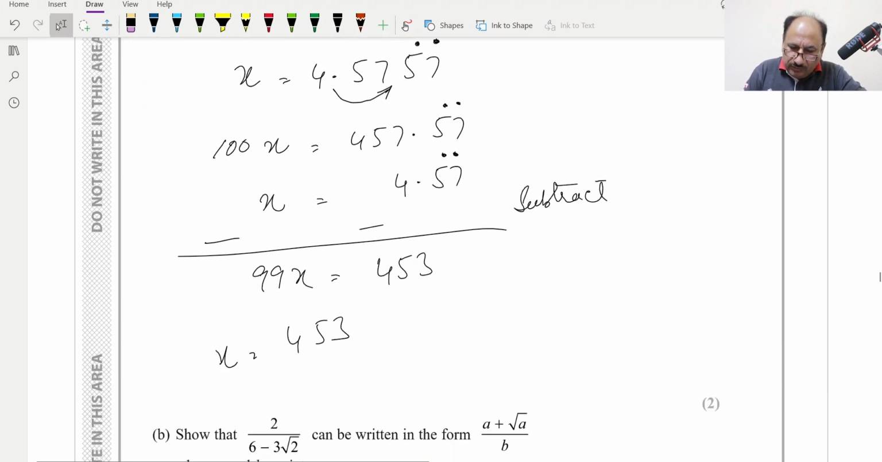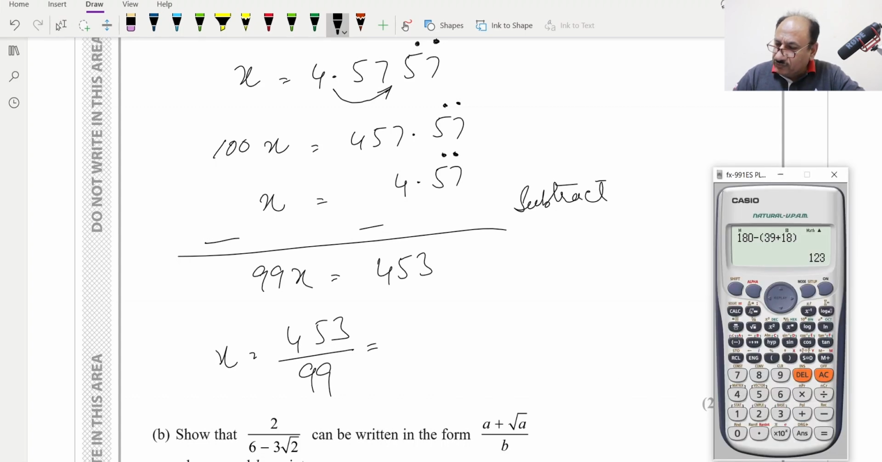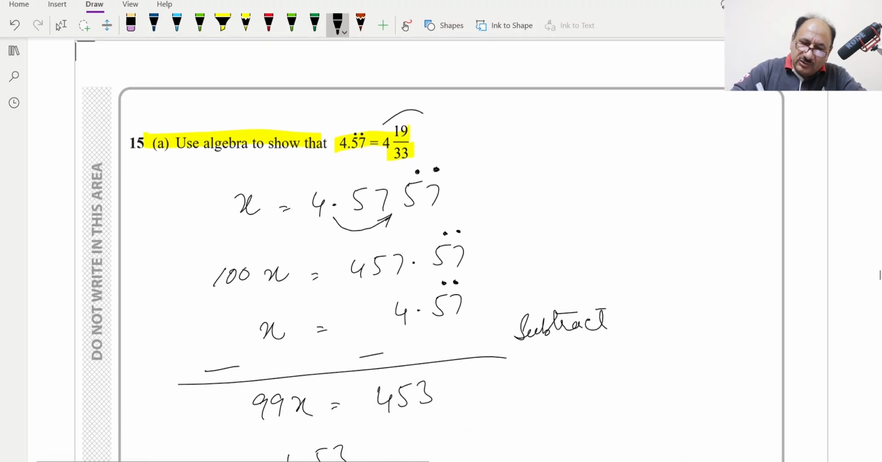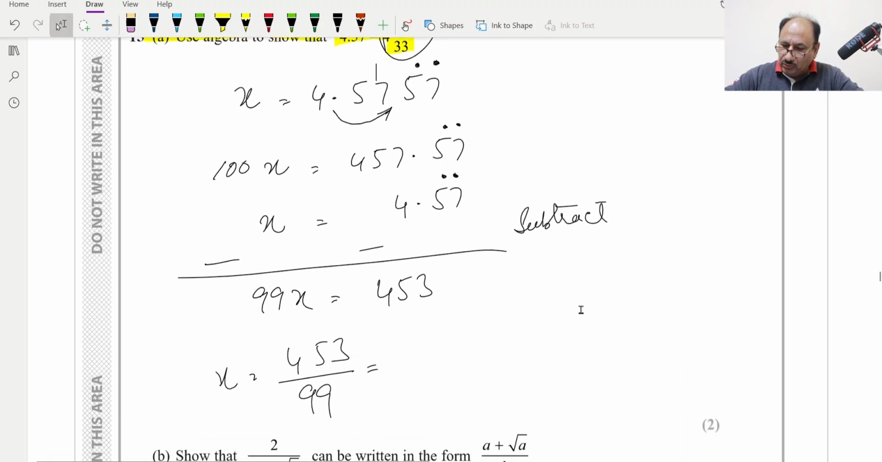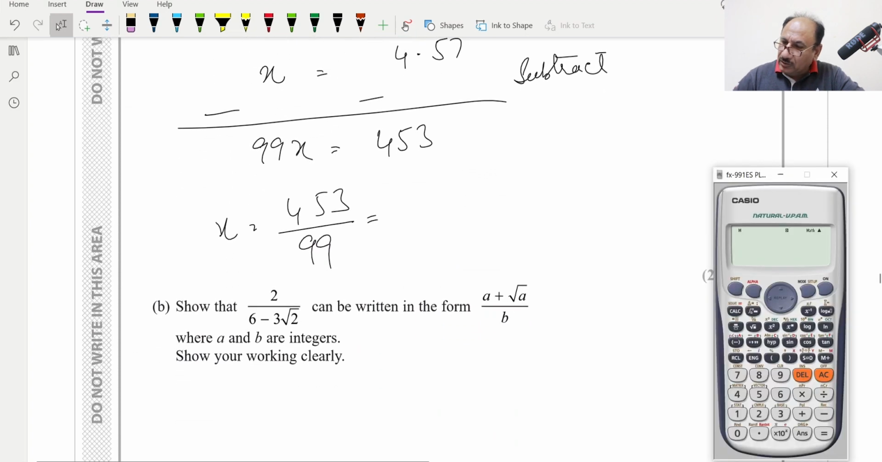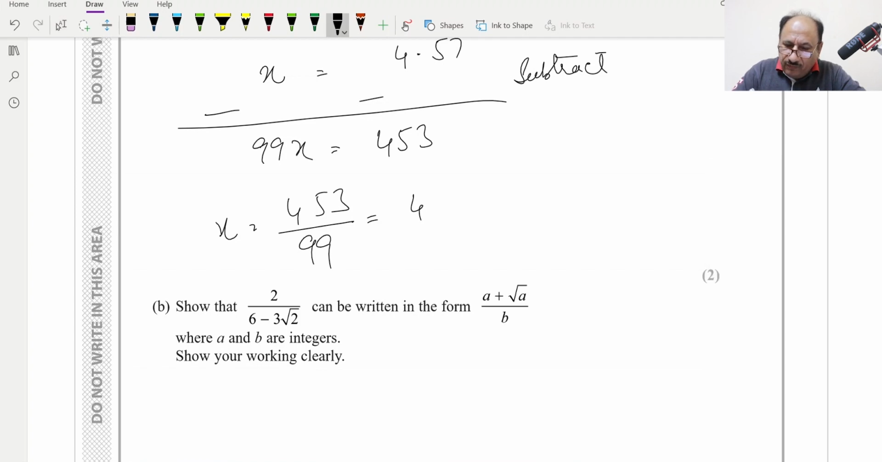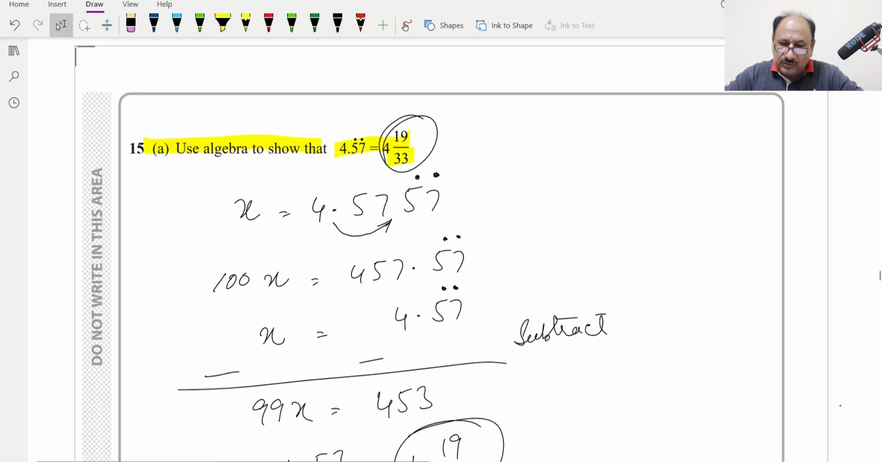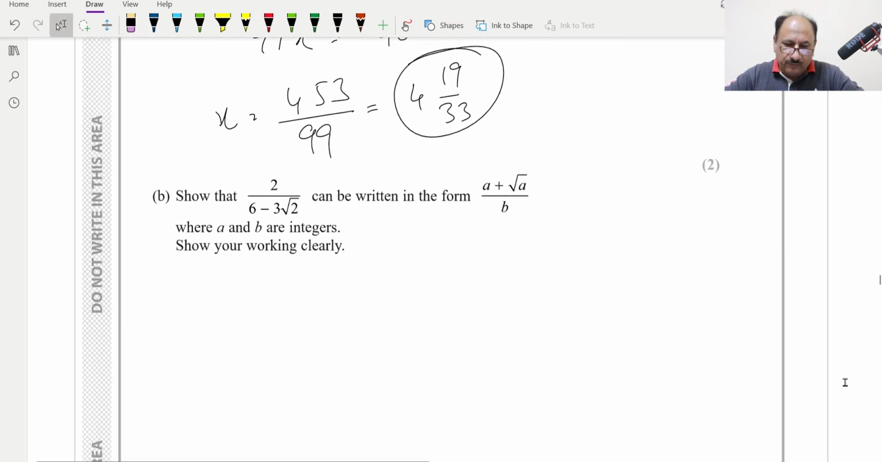X will be equal to 453 over 99, and we can change this into a mixed fraction because the answer required is in mixed fraction. So we will use this calculator. 453 over 99 in mixed fraction will be 4 whole 19 over 33. And this was the requirement which we have proved.